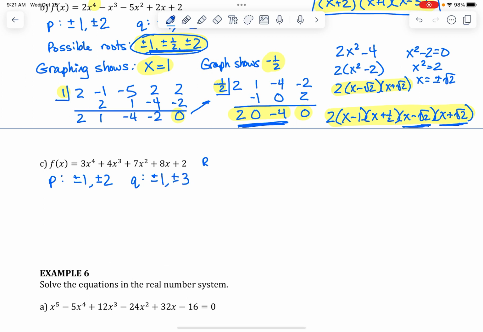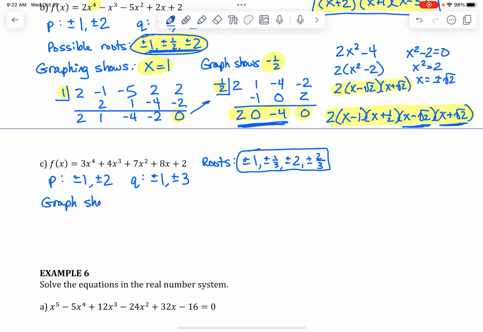What are your possible roots? P divided by q: 1 over 1, 1 over 3, 2 over 1, 2 over 3. Okay, so these are your rational roots, things that can be written as a fraction. There may be irrational roots, who knows? But this gives you at least an option of all of our rational ones. Let's graph.